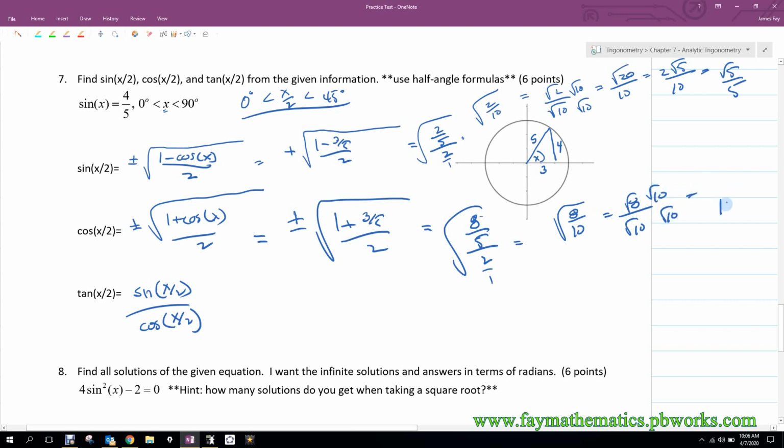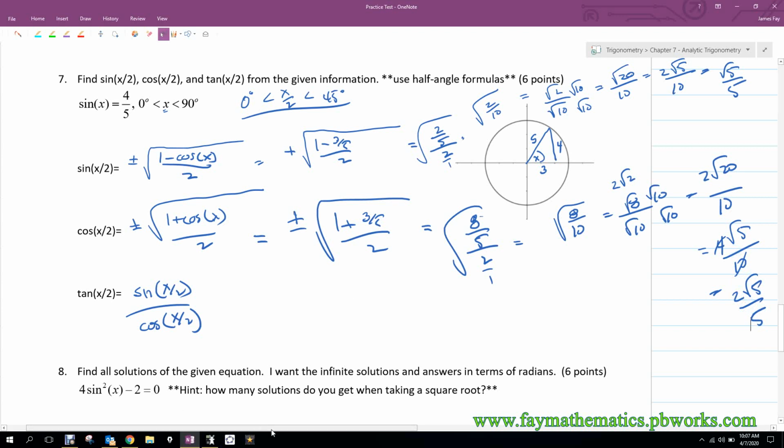Rationalize. So we have 10 on the bottom. This is actually, I'm going to write that as 2 radical 2. So that's 2 radical 20. And that becomes, so that's a 2 and a 4. So that's what, 4 radical 5 over 10. So those would cancel. Leaves me 2 radical 5 over 5.